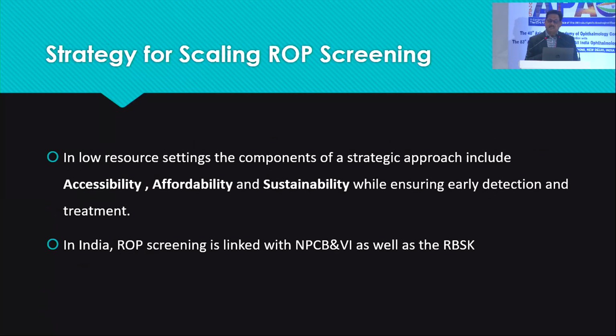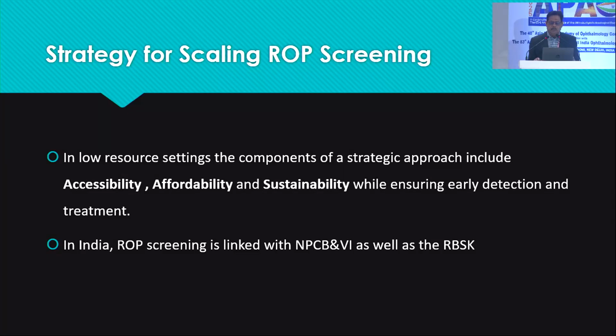And what should be the strategy for scaling the ROP screening program? As we often talk about the blindness program and reaching the unreached population, there are 3 factors which are very important. One is accessibility, the other is affordability, and of course, if we want to make it accessible and affordable, we have to sustain it, because sustenance involves not only the methodology and the manpower, but also a lot of finances.